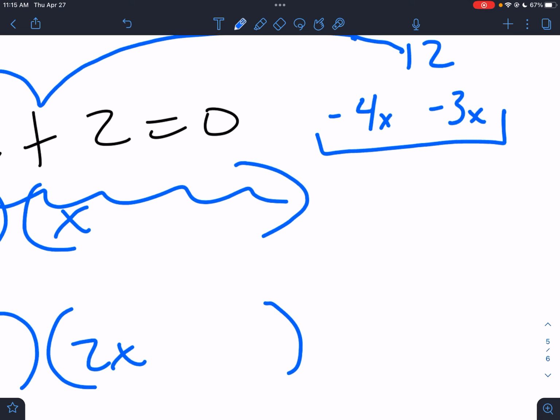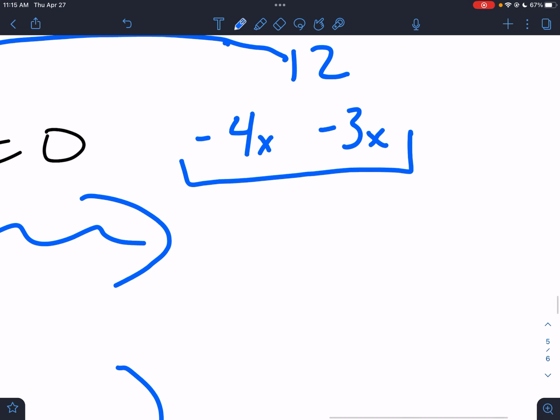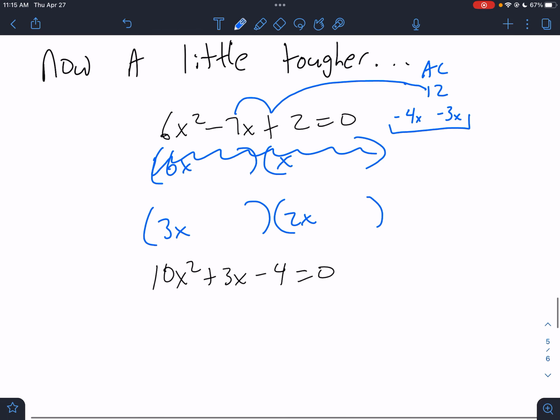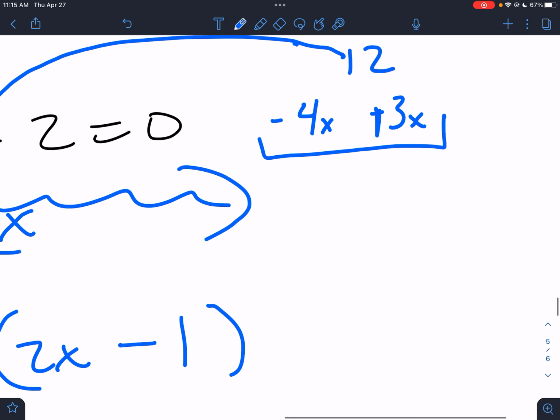So we try 3 and 2. Does 3 times something get me 4? Nope. But does 3 times something get me 3? Yes. And it's negative 3, so it's going to be minus 1. That's where you put it because, downtown Charlie Brown, you got to distribute the outside numbers. Now we have minus 3x. So we've got this one.